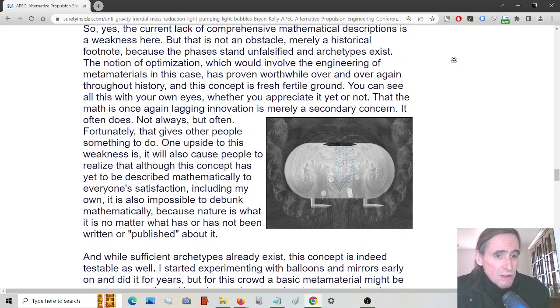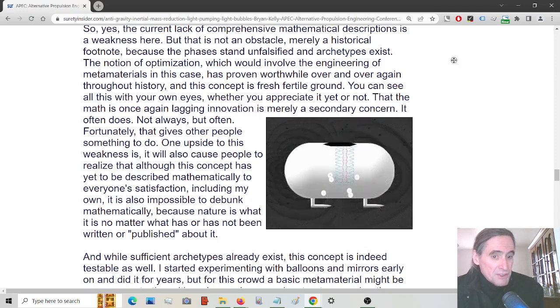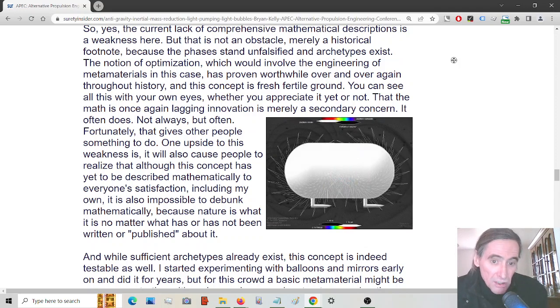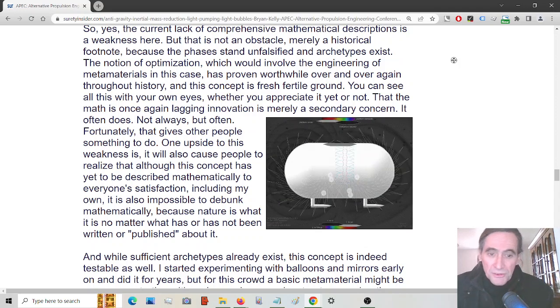You can see all of this with your own eyes, whether you appreciate it yet or not. That the math is once again lagging innovation is merely a secondary concern. It often does, not always, but often. Fortunately, that gives other people something to do.